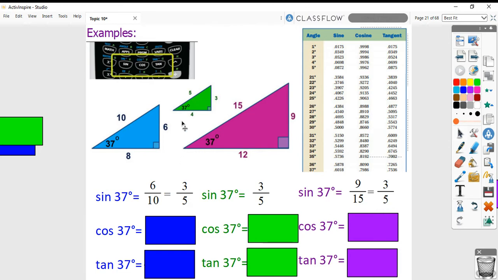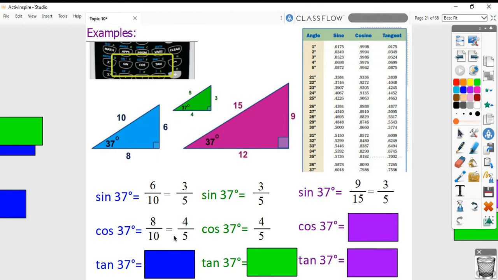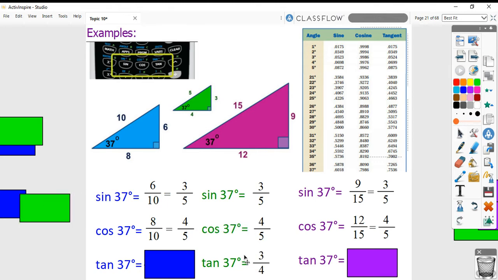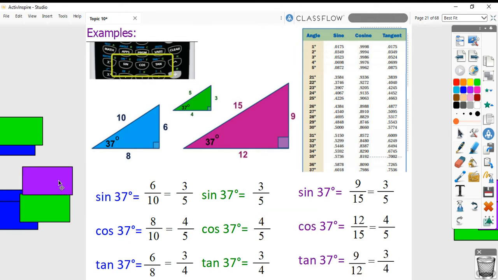Okay, now look at the cosine. The adjacent is 4, hypotenuse is still 5, so we got 4 over 5. For the blue triangle, 8 over 10 reduces down to 4 over 5. For the purple triangle, 12 over 15 reduces down to the same thing. Okay, last one, tangent. It works the same way. Opposite over adjacent. Tripping on acid, TOA, tangent opposite adjacent. We got 3 over 4, 6 over 8, which reduces down, and 9 over 12, which reduces down.